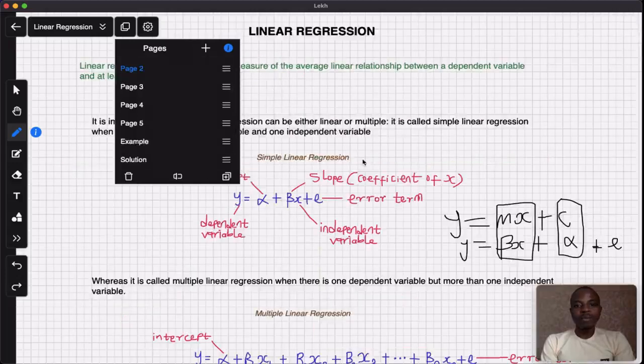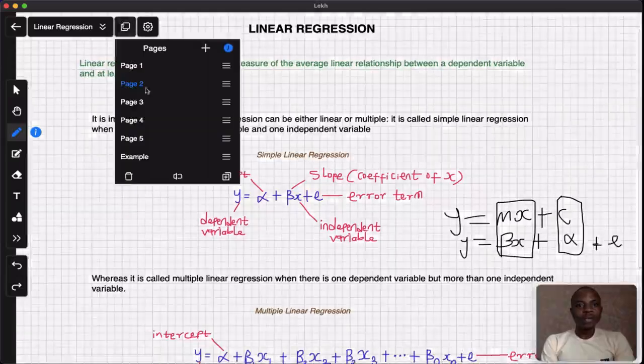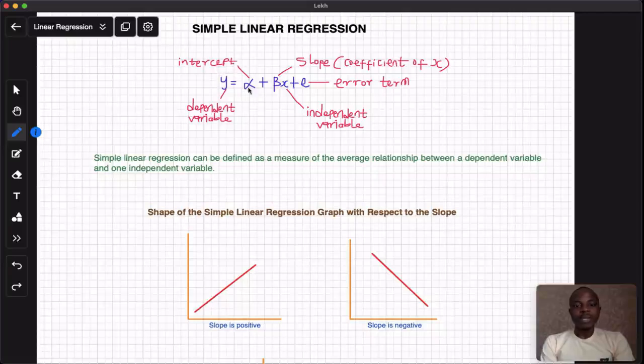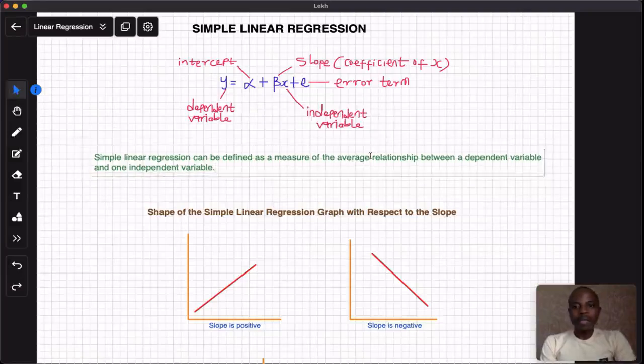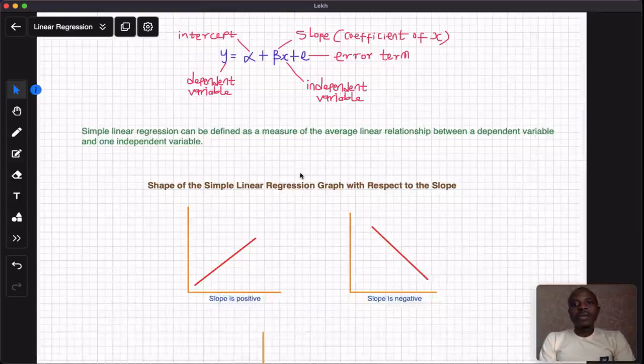Now we move on. What do we now do with all of this? We need to find a way, because our concern is actually the simple linear regression. So let's look at it again. As we said before, the intercept alpha is a constant. It's the intercept of your regression equation, and you have y to be the dependent variable. You have x to be the independent variable. You have b to be the slope or coefficient of x. Now, simple linear regression can be defined as the average linear relationship between a dependent variable and an independent variable. So now you have that definition.